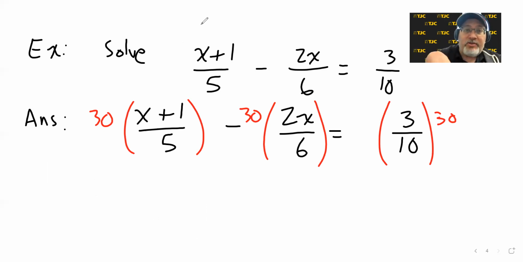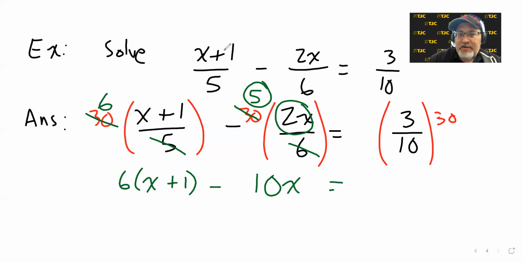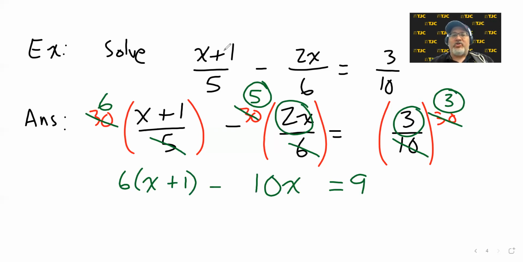And now we're going to cancel and see what's left. 5 goes into 30 6 times. That leaves us 6 times x plus 1. And the x plus 1 is still in parentheses. Minus, on the second fraction, 6 goes into 30 5 times. That leaves us 5 times 2x. I think I'm going to go ahead and multiply that and call that 10x. And on the right side of the equal sign, 10 goes into 30 3 times. 3 times 3 is 9. Now, we're not out of the woods yet, but the equation is much better than it used to be.